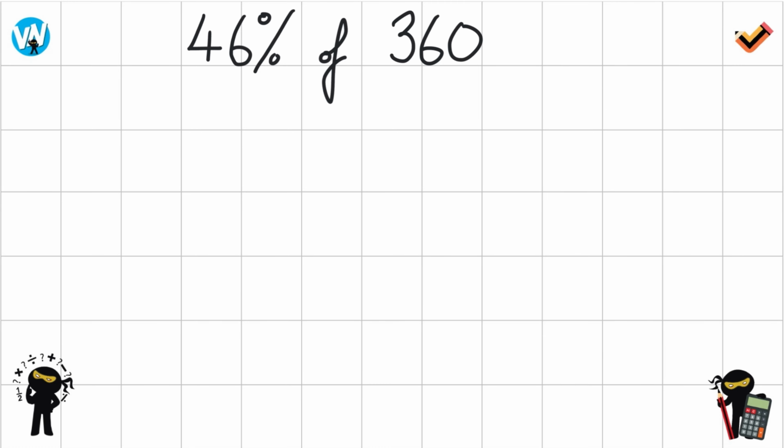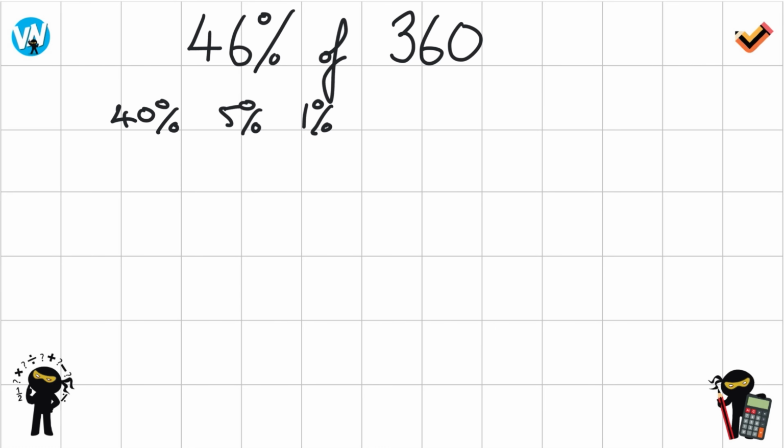Okay, so again, we'll dive into this one. I see 46%, 40%, 5%, and 1%, because they're the things that I can make. I can't make 6% without 5% and 1%, right? I could find 1% and times it by 6, and that's absolutely fine, but I think it's easier to find 5% and 1%. So let's just go ahead and do it.